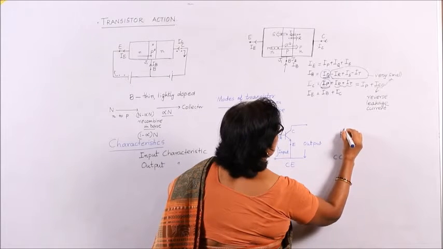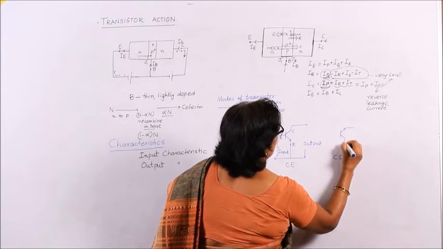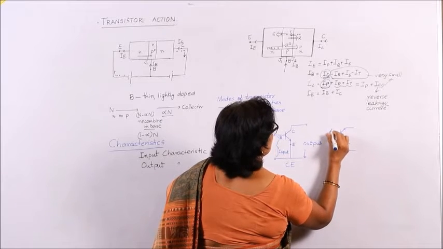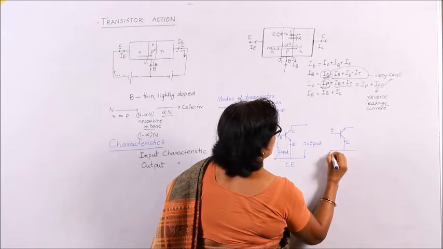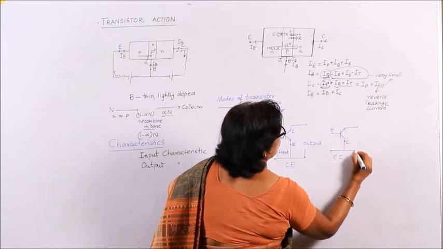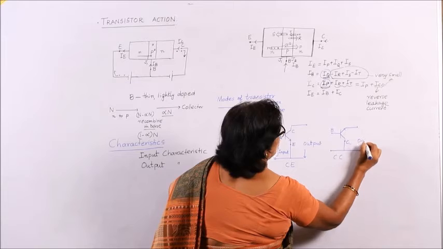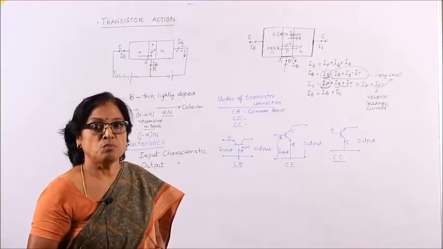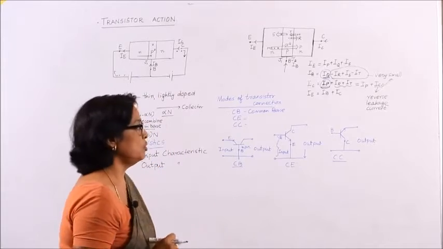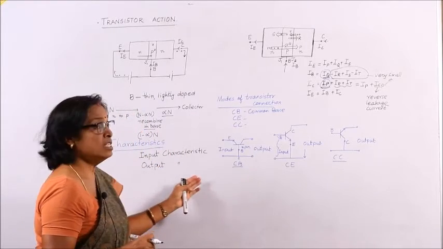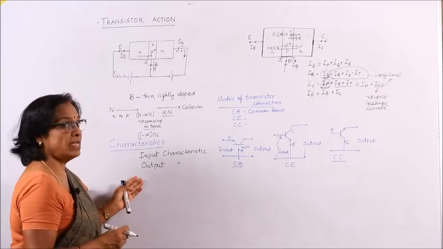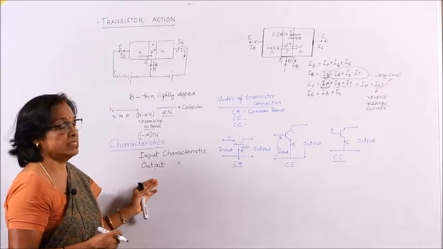In this case my emitter is on this side and collector is here. This is collector, this is base. Base is always on the input side. So, this is my output, then it is called a common collector. Collector is common to both input as well as output. So, accordingly for all these three modes of transistor connection, we can draw input and output characteristics.